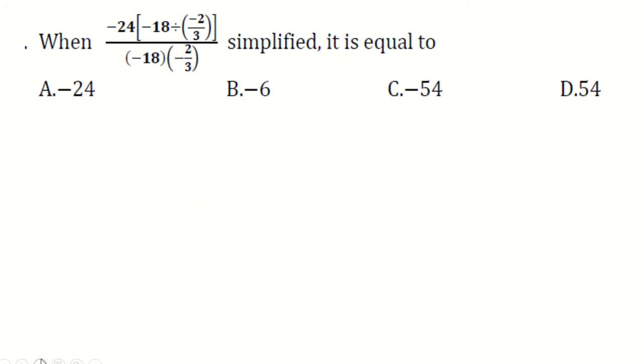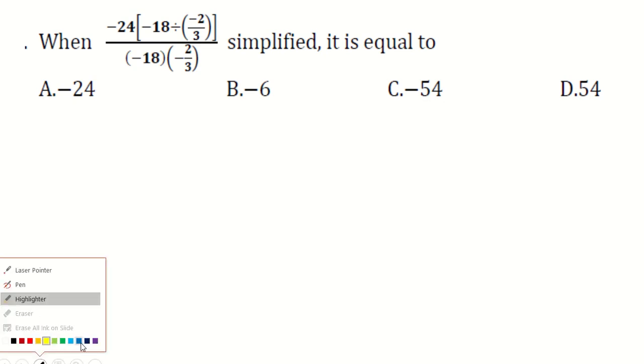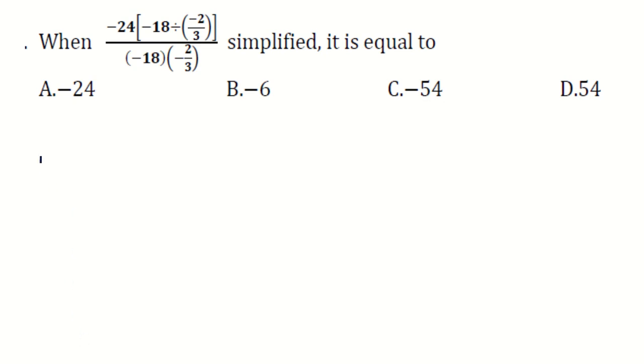Here we are to continue solving past papers of grade 8 mathematics examination. For today, the first one, it says negative 24 in big bracket, negative 18 divided by negative 2 over 3, close the big bracket, the whole over negative 18 times negative 2 over 3. So what to do with this kind of fraction? How to simplify? First, we need to remove the bracket.